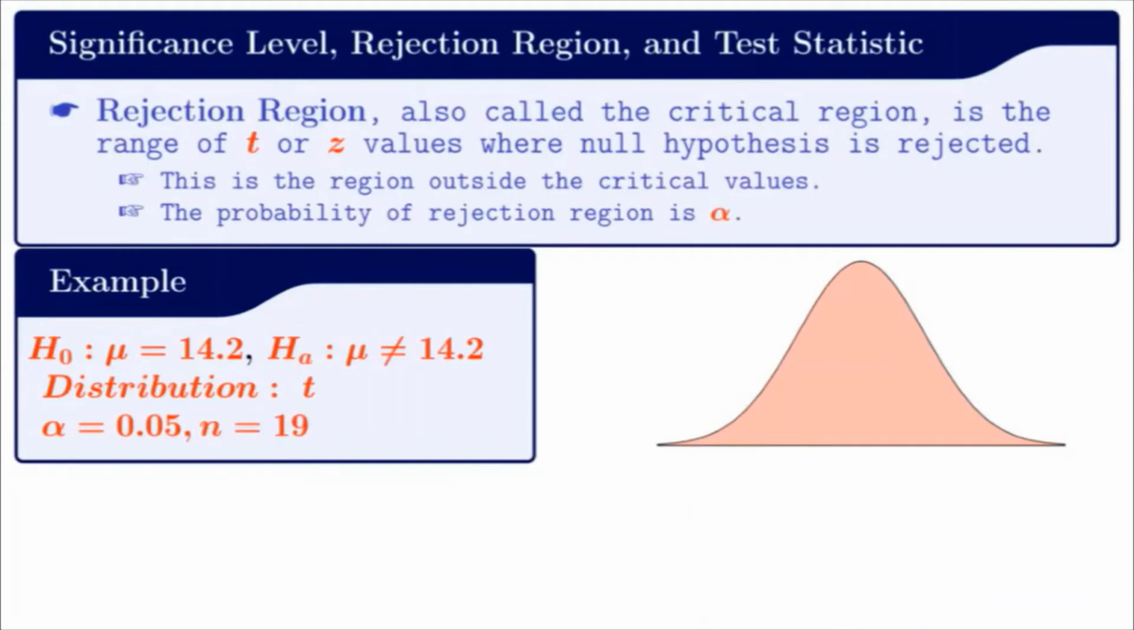Now let's look at this example. Here we have null and alternate hypothesis given like this. Note that this is a two-tailed hypothesis since we have a not equal sign in the alternate hypothesis here.